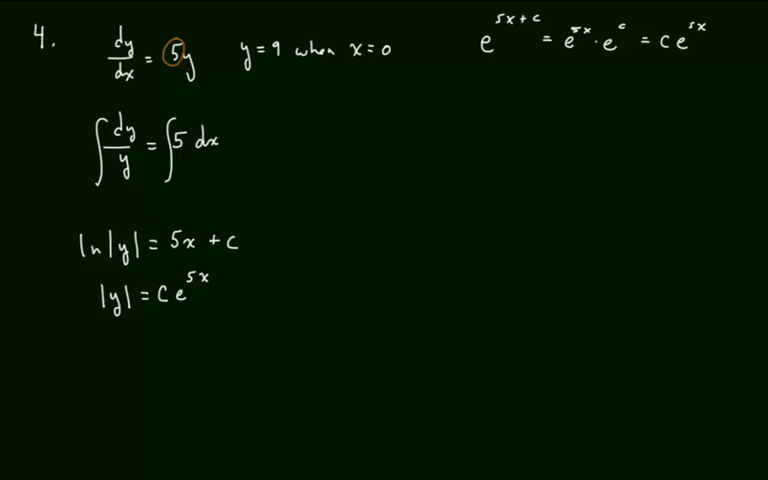Okay, next, I'm going to get rid of the absolute value by saying y equals c star. Yes, y equals plus or minus. I tend to skip the plus or minus and get right to the c star e to the 5x. Now I'm ready to plug in the condition, and y is 9 when x is 0. Therefore, c star equals 9, and the particular solution to my differential equation is 9e to the 5x.